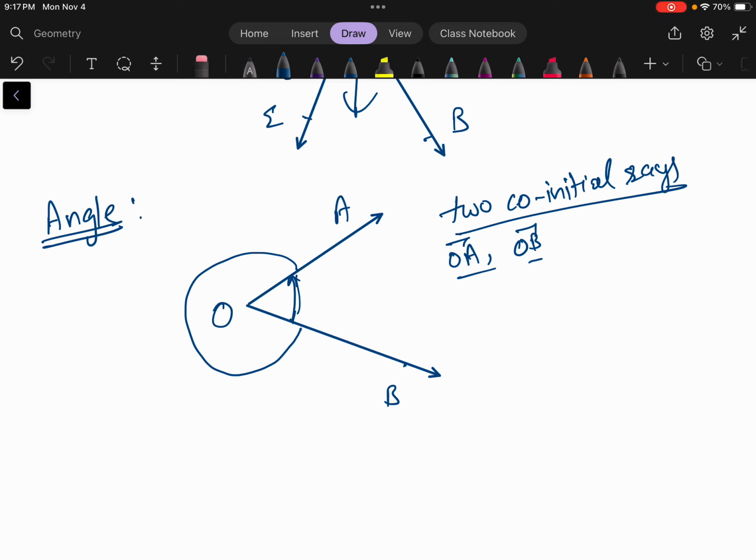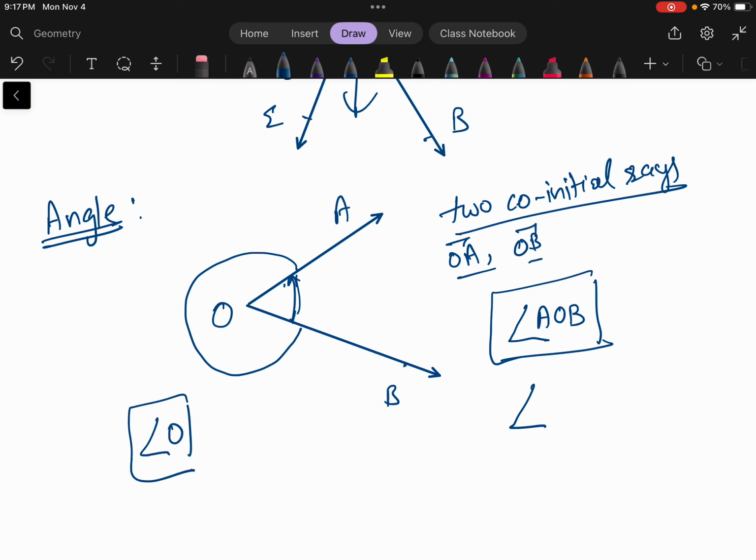The formation by any two co-initial rays is called an angle. An angle is a union of two rays having the same initial point. So how will we denote the angle? We'll denote the angle like this: angle AOB. This is the sign of the angle. So we can denote an angle like this.